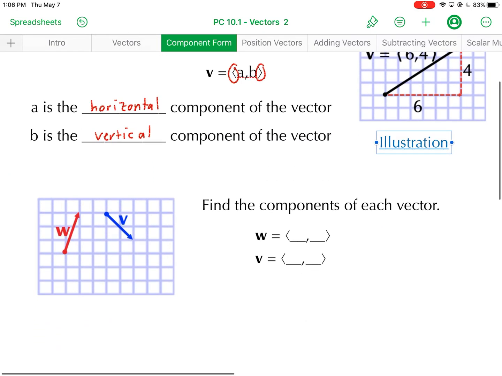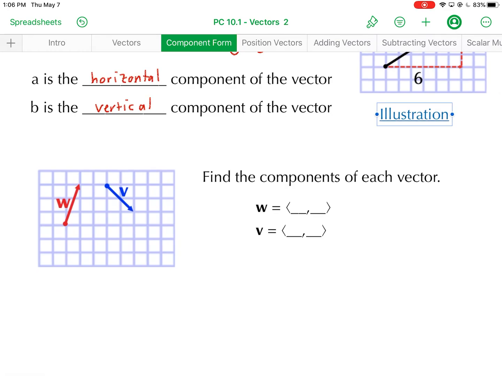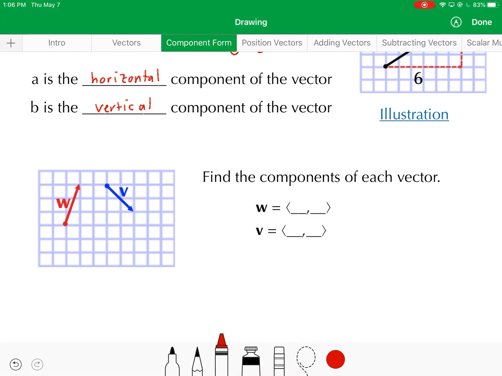All right, so based off of that, let's find components for each of the vectors graphed here. So let's start with vector W. Vector W, to go from the initial point to the terminal, I'm going to have to travel 1 unit right and then 3 up. So the horizontal component is going to be positive 1. The vertical component is going to be positive 3.